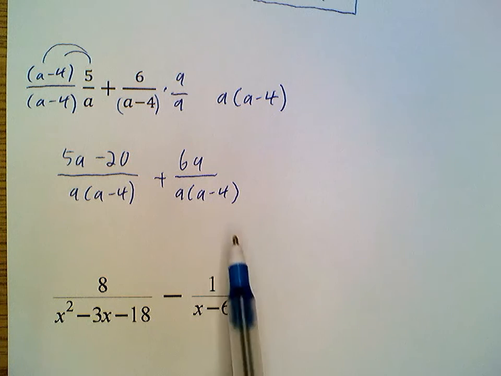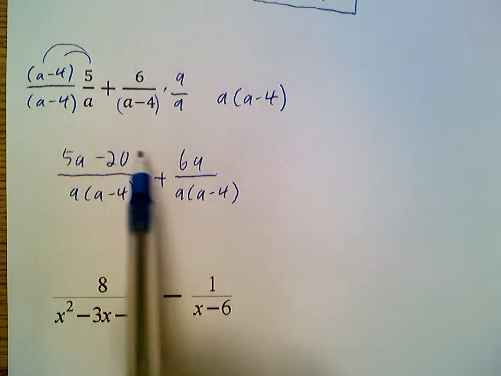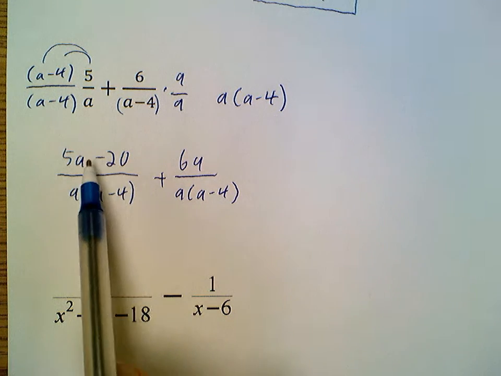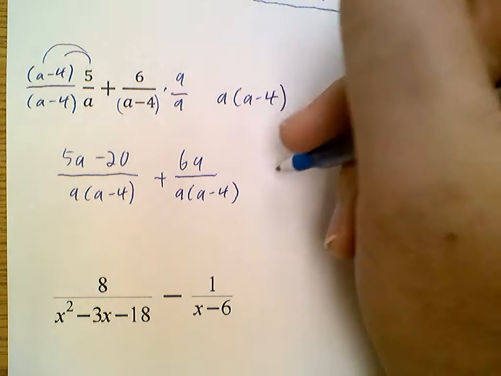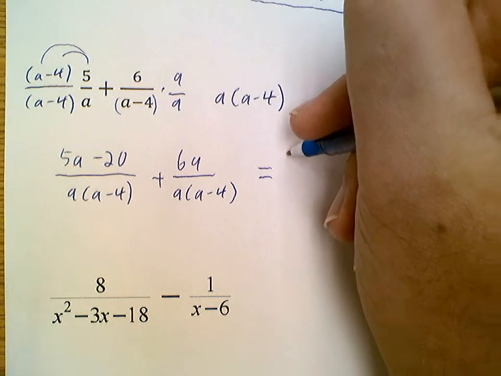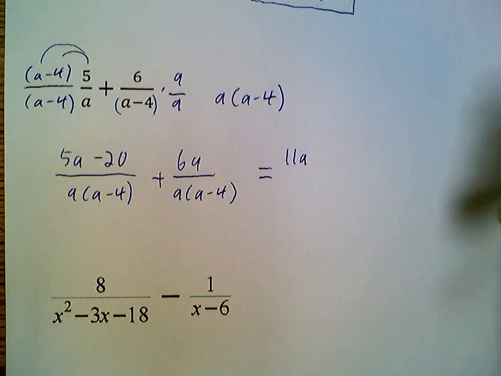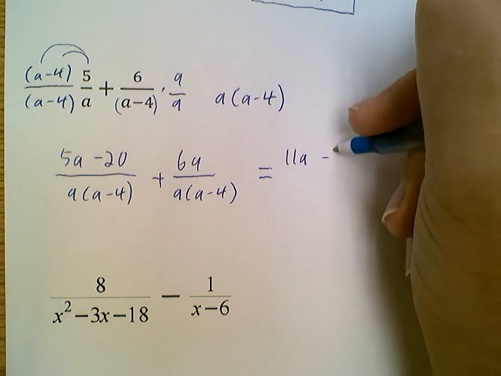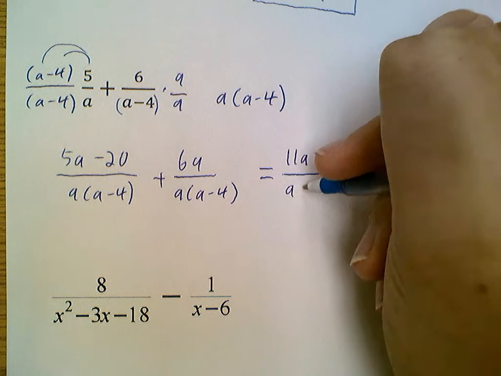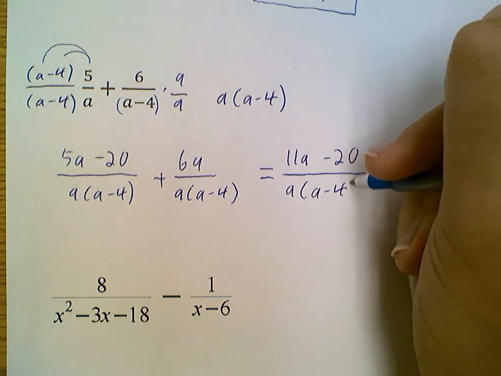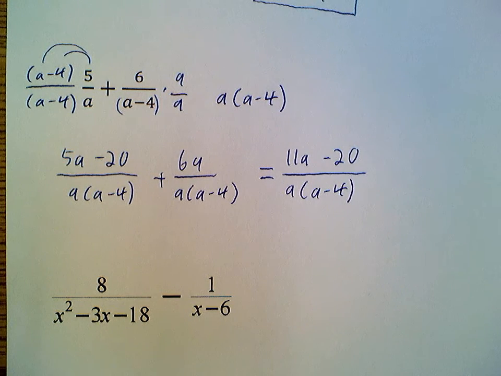Okay, now that I have common denominators, I can go ahead and add the numerators together, and I got a couple like terms. I got a 5a and a 6a, which I can combine together. So my final answer over here is going to be 11a. I still have this minus 20 over a times a minus 4. Okay, and that's about as far as I can go.